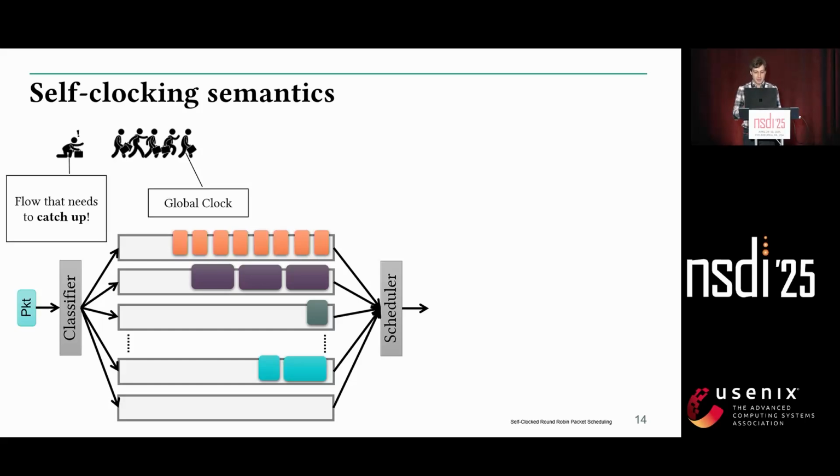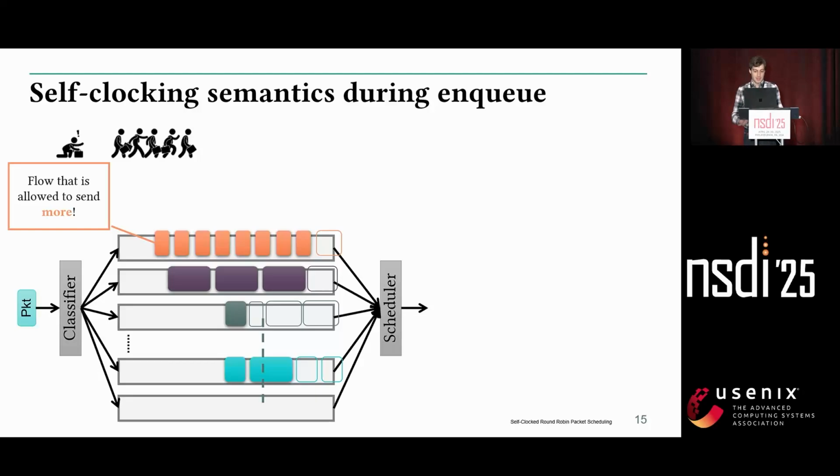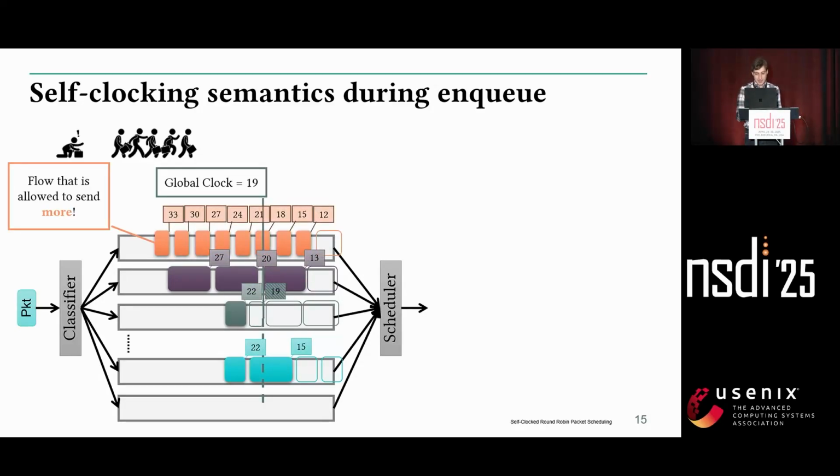So if we draw the schematic of our queuing system like this, in the eyes of SCRR, packets will be spread over time based on their arrival times. In this example, flows in the previous round have sent a bunch of packets, and those are represented by these empty boxes in front of the queues. And the third queue has made more progress than the rest, so it becomes the global clock. Now, these numbers above each packet represent the virtual start time of a packet, a value that is assigned to them by the scheduler.